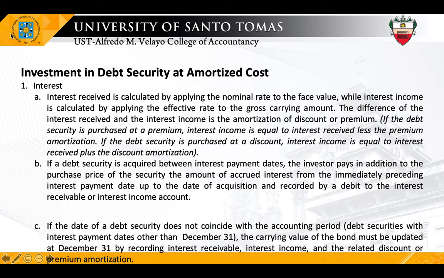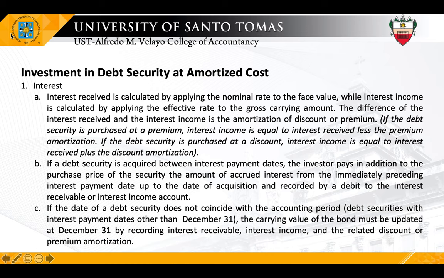Okay, last for interest. If the date of a debt security does not coincide with the accounting period, debt securities with interest payment dates other than December 31, the carrying value of the bond must be updated at December 31 by recording interest receivable, interest income, and the related discount or premium amortization. So, instead of debiting cash, kasi nga, the interest payment date does not coincide with December 31. So, by December 31, instead of debiting cash, we debit interest receivable and credit income and debit or credit the amortization as the case may be, just to update the carrying value of the bond.